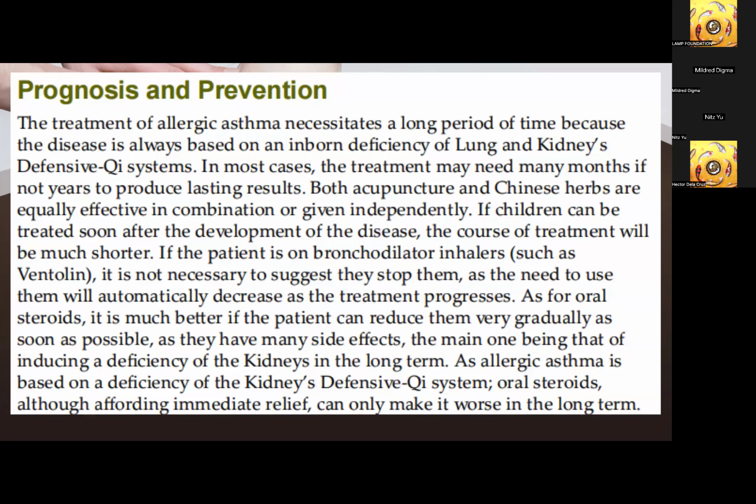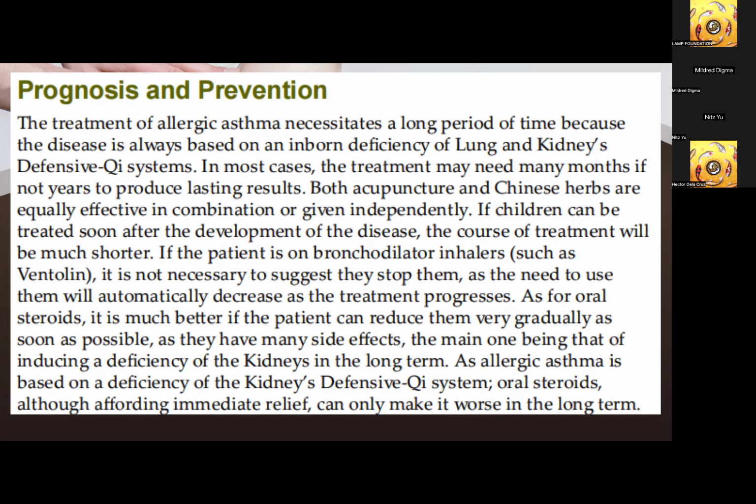So, prognosis and prevention. The treatment of allergic asthma necessitates a long period of time because the disease is always based on an inborn deficiency of lung and kidneys defensive system. Okay? In most cases, the treatment may need many months, if not years, sobrang tagal na, no, to produce lasting results. Hindi bigla-biglaan siya. Both acupuncture and Chinese herbs are equally effective in combination or given independently. Kapag yung mga bata can be treated soon after the development of the disease, the course of treatment will be much shorter. So, mas maaga, mas maganda, di ba?